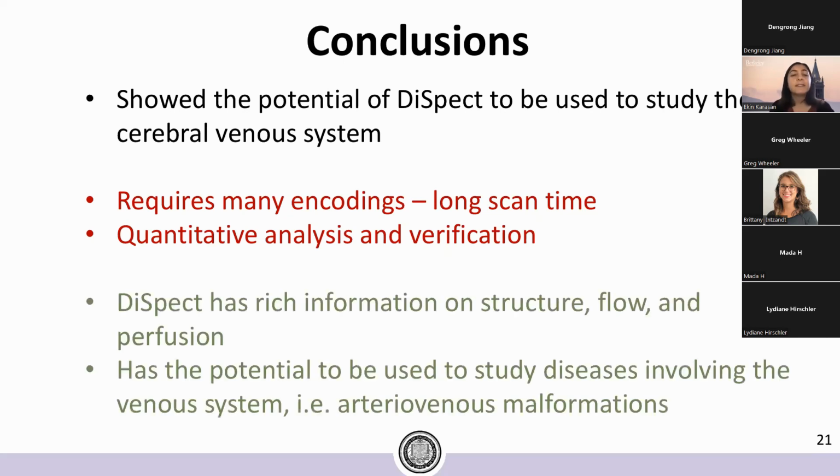And the main advantage of DiSpect is that it can really provide very rich information on structure, flow, and perfusion. And we believe that one potential application of this technique could be to study arteriovenous malformations, where arteries and veins form very complex geometries.